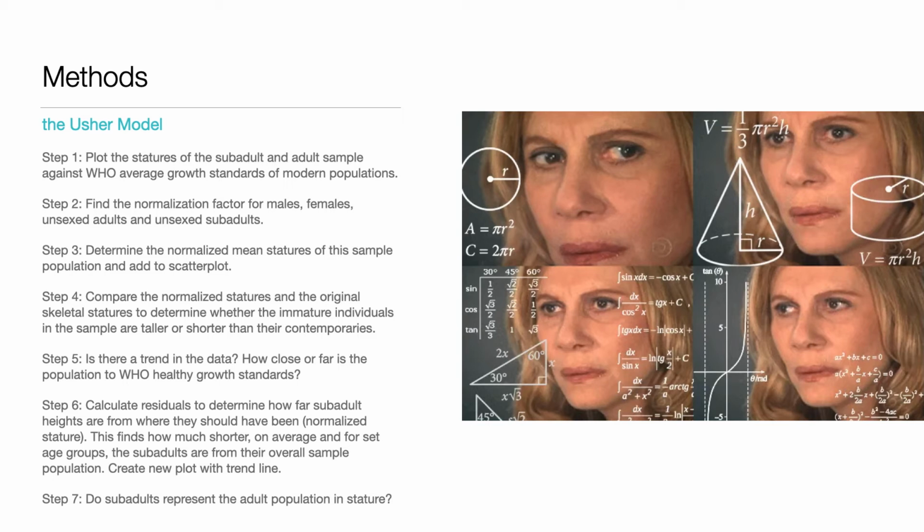Determine if there is a trend in the data and how close or far the population is to the WHO healthy growth standards. Next, calculate residuals to determine how far subadult heights are from where they should have been. This finds how much shorter, on average and for set age groups, the subadults are from their overall sample population. Create new residual plot with trend line. Finally, determine if subadults represent the adult population in stature.